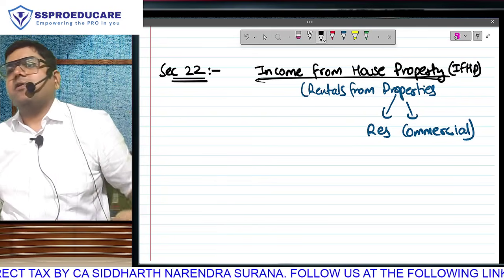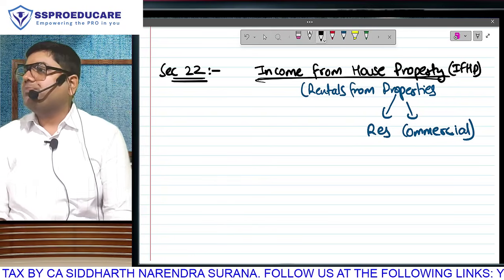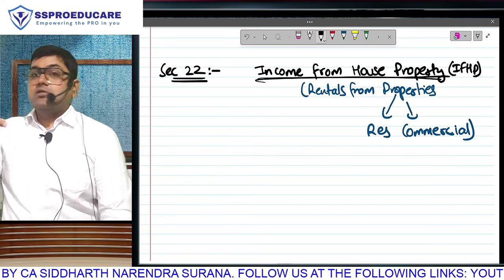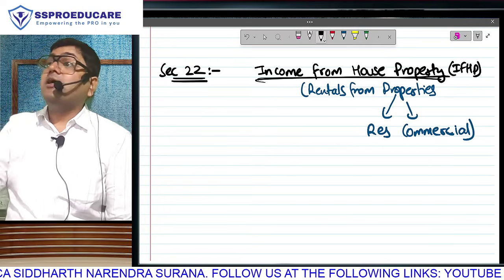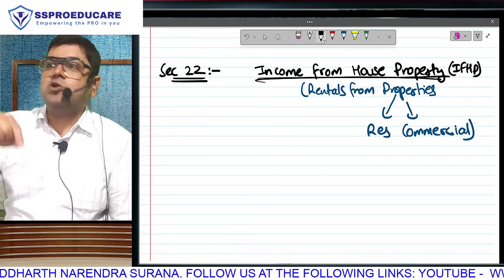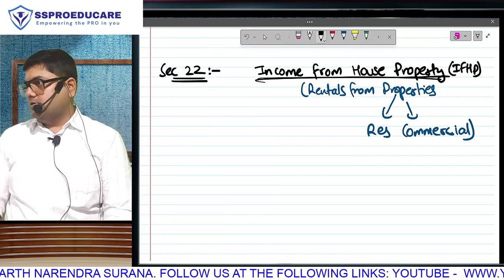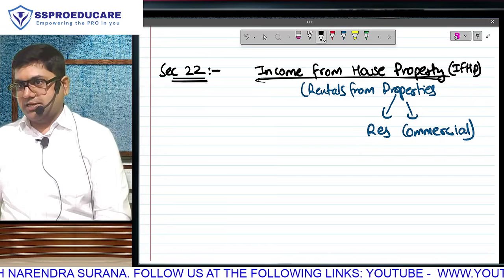Now you are already aware of one charging section of income tax law, section 4. That is the governing section. But then all the individual heads of income also have a charging section. What is the role of this charging section?